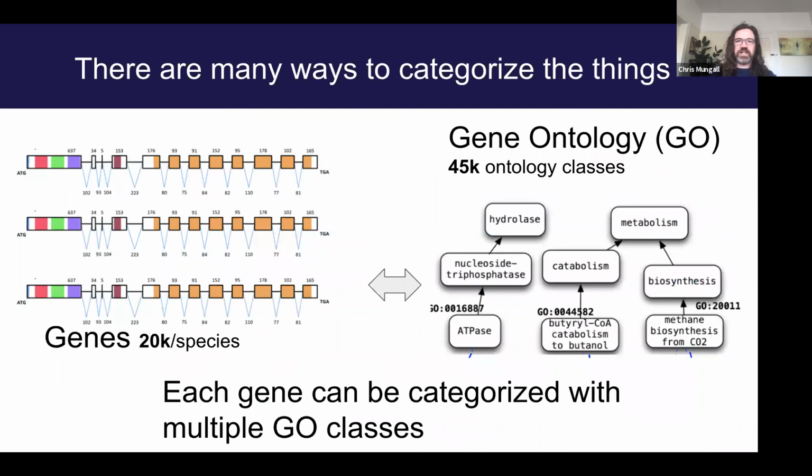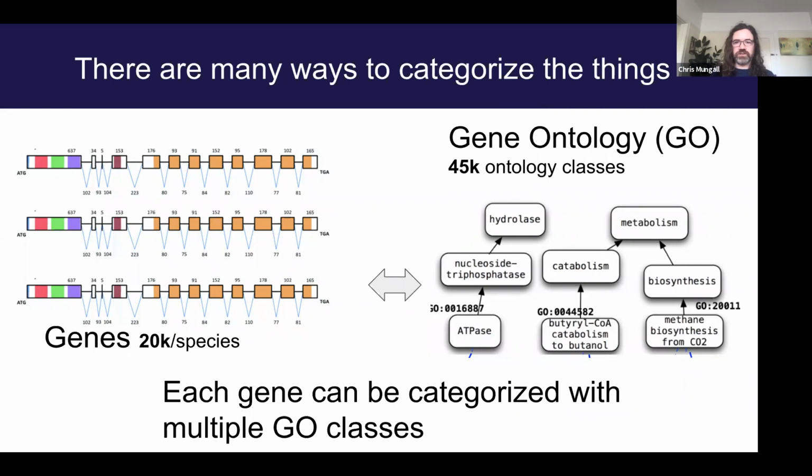So there are many of these named entities, and there are many different ways to categorize them. Pascal mentioned at the beginning the Gene Ontology, a project I've been involved in since near its inception. We have about 45,000 different classes in our ontology, all for categorizing genes across different species.